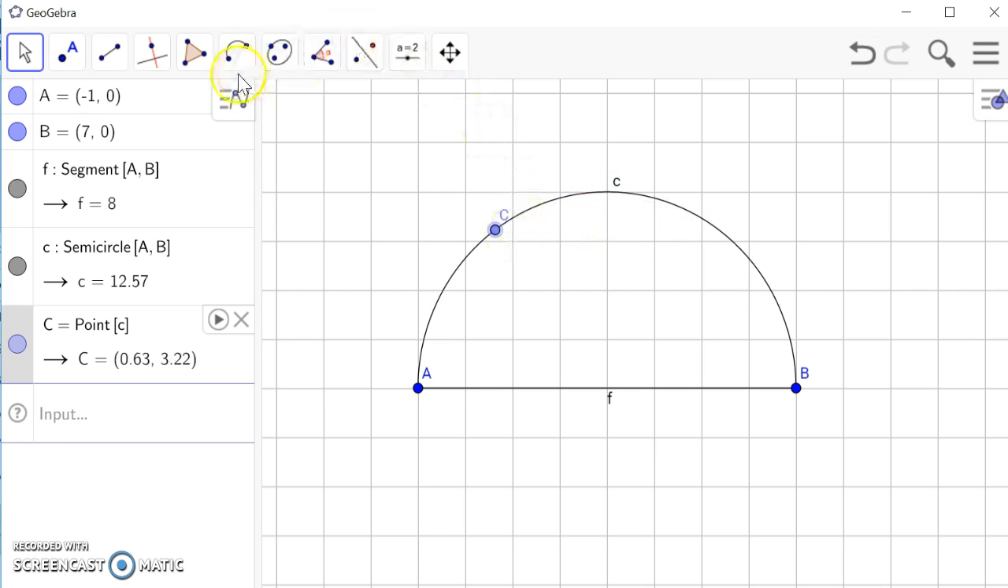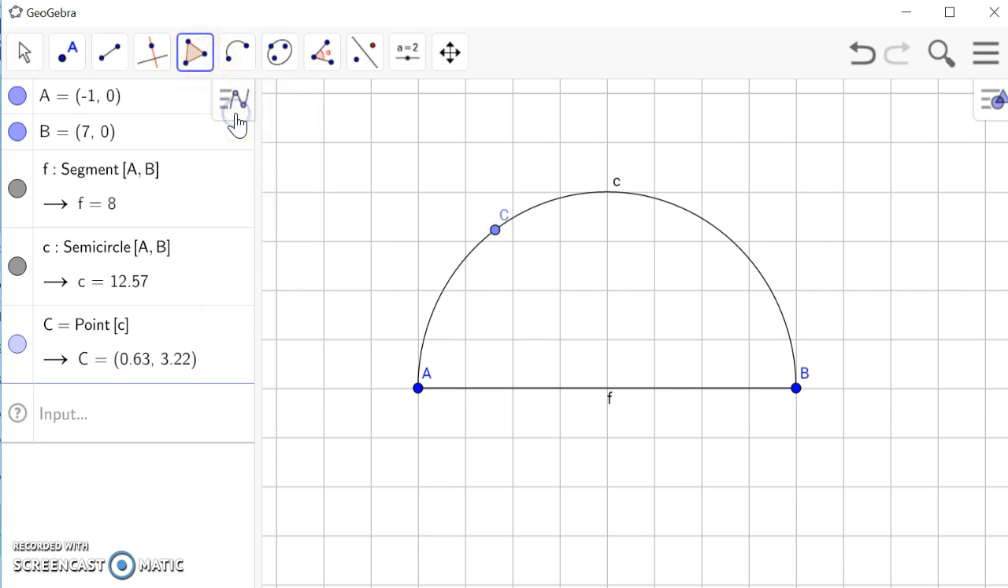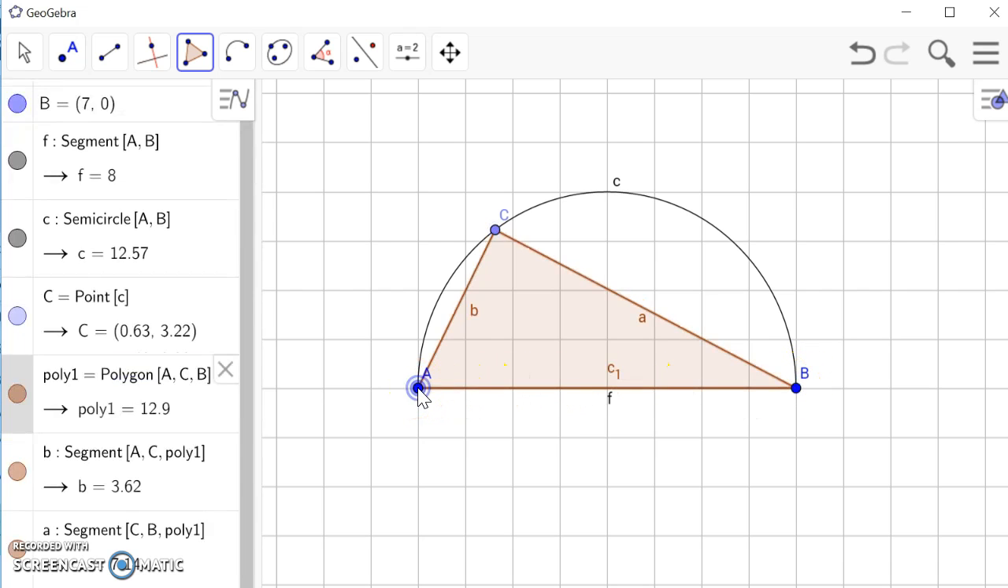Now at this point, we will draw an inscribed triangle inside of the semicircle. So to do so, we'll select this polygon icon and draw a polygon from point A to point C down to point B and close it again at A. So here we have a triangle that's inscribed in the semicircle.